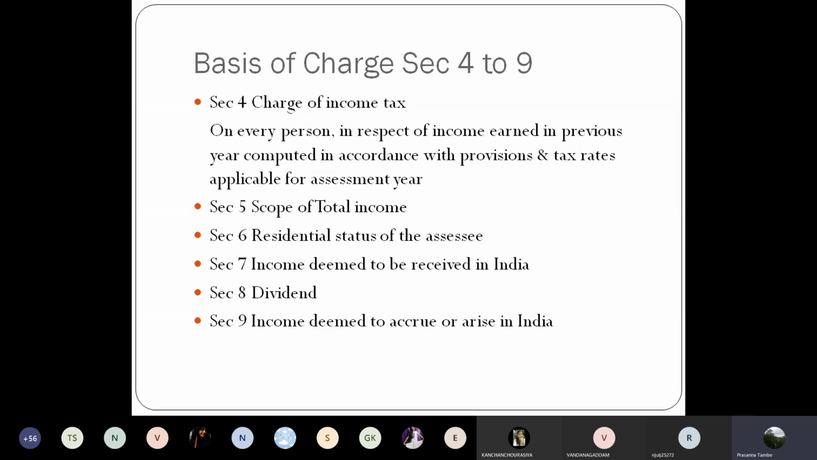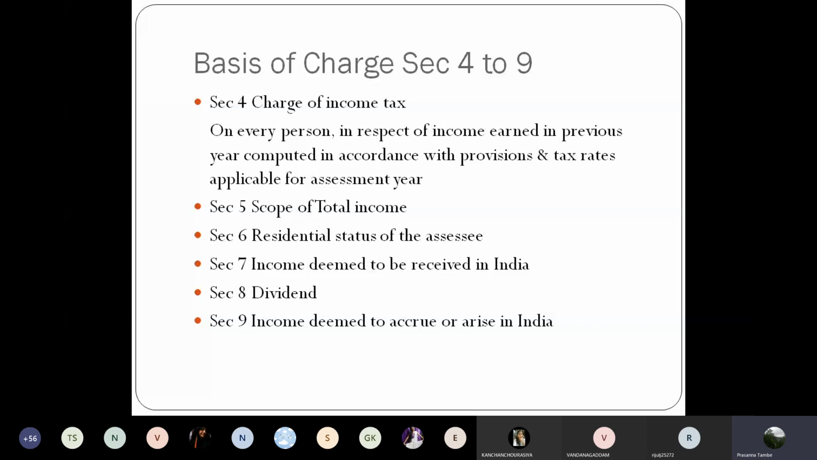Now, when you levy the charge of tax on every person, on which income will you levy the tax? That is clarified in the provision. It says in respect of income earned in the previous year. So what we are looking at is income earned by such person in the relevant previous year. So we are restricting ourselves at this point in time to the income of the previous year. Now, how will you compute the income? Because you have to levy the tax. It says it is computed in accordance with the provisions and tax rates applicable for the given assessment year.